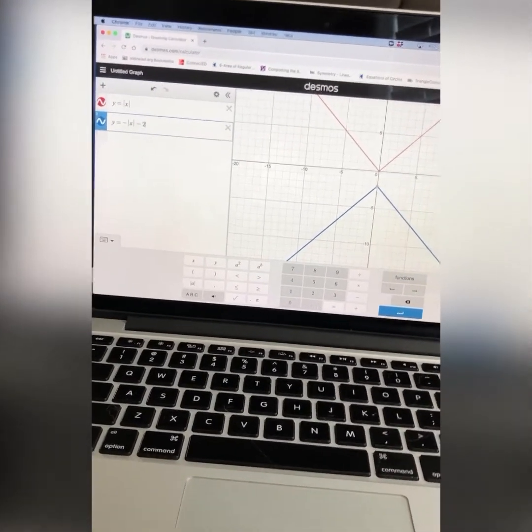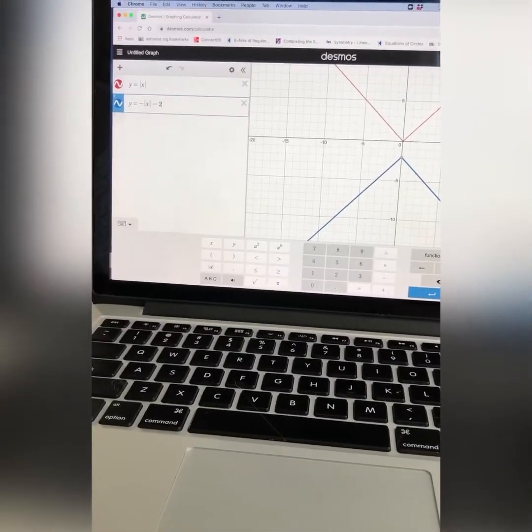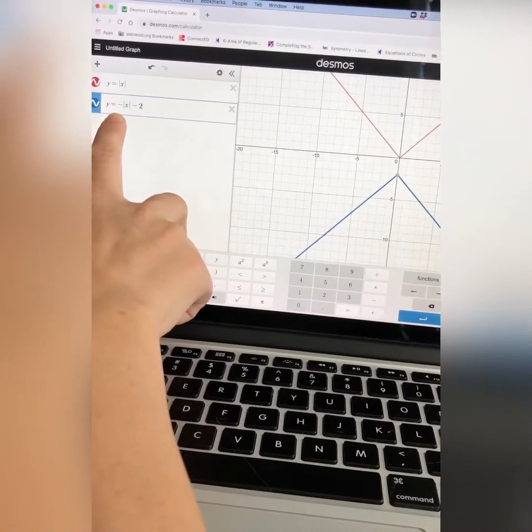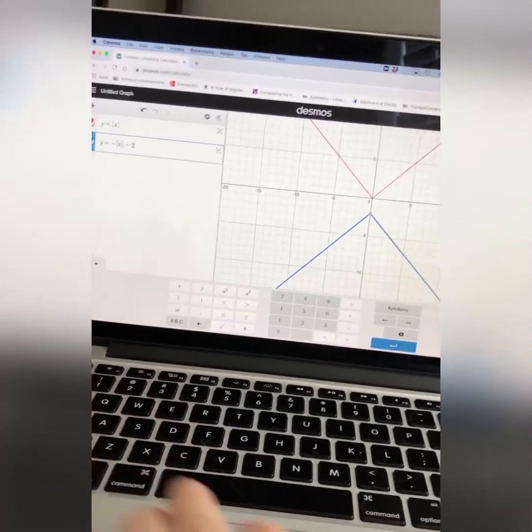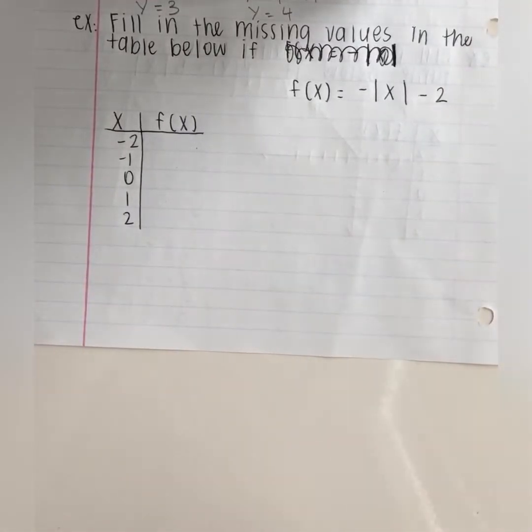Do you see it? So we're combining two transformations. We've reflected it, which is what that negative does. So we've reflected it across the x-axis, and then we've also shifted it down 2. So the last thing we need to do is just fill in our table here.